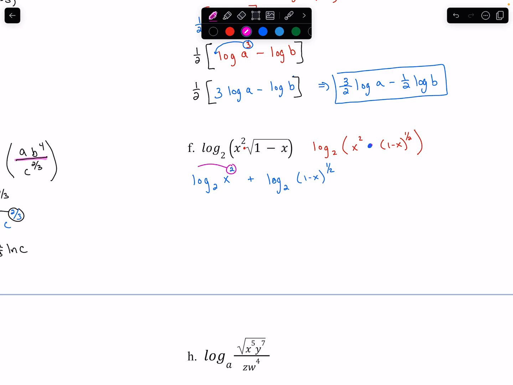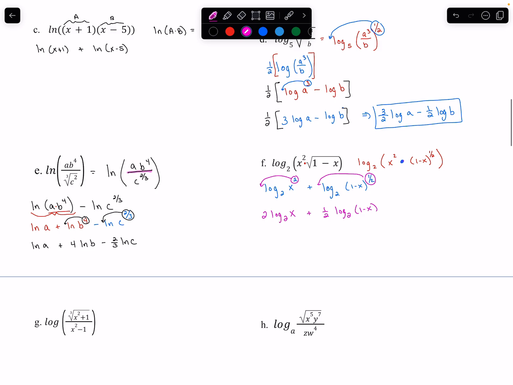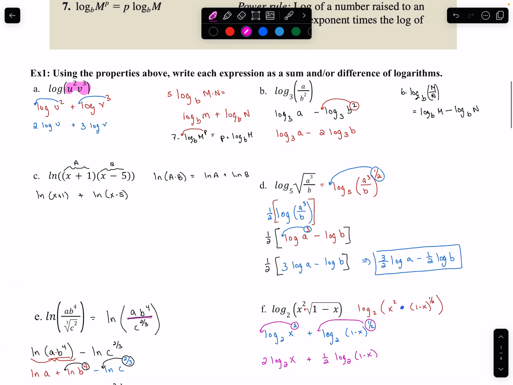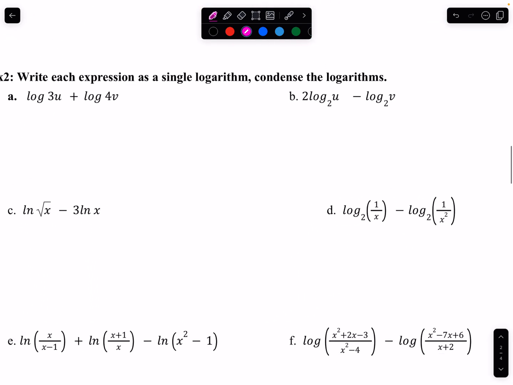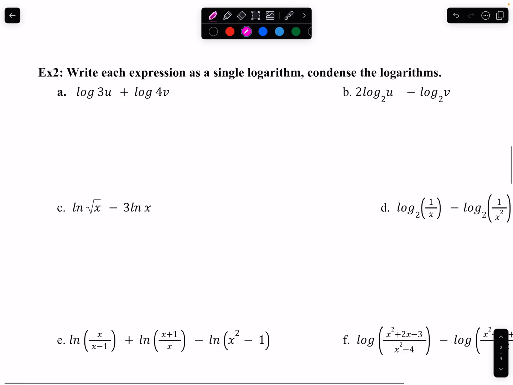I'm going to take the exponent, bring it in front, take this exponent, and bring it to the front. So 2 log base 2 of x, done, plus 1/2 log base 2 of 1 minus x. That's it. Can't do anything else. All right, so this is me using the properties above to expand these log functions. Now let's go backwards. Now we're going to condense these. So they're already expanded, and now let's put them back together.